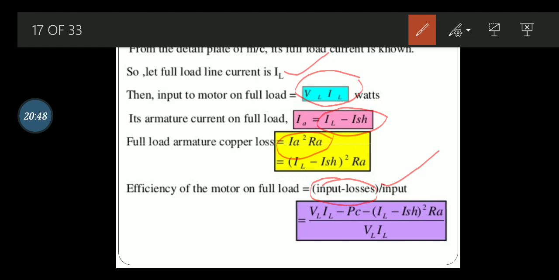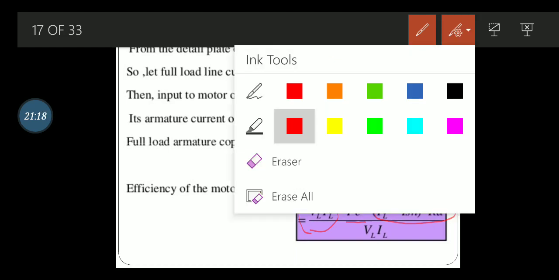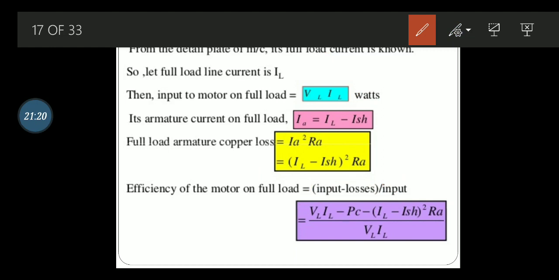So the input is the product of line voltage and line current. The losses here are the constant losses as well as variable losses, that is copper losses. The constant losses are denoted as Pc. Variable losses, that is the copper loss, is given as IL minus ISH, whole square, into RA. Then finally we can calculate the efficiency of the motor.